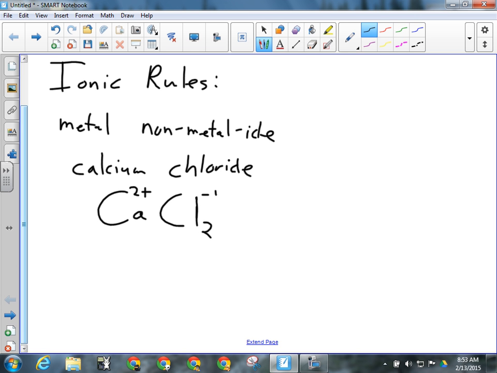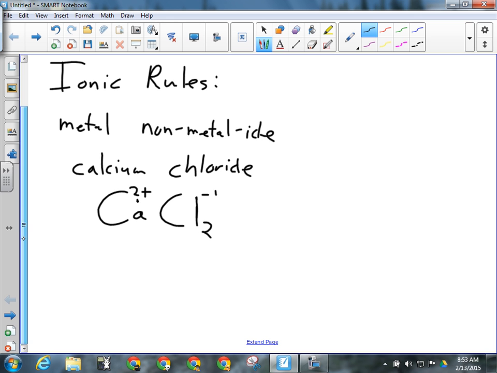The reason that we do that is to make sure that there's the same number of positive charges, 2, as there are negative charges. -1 times 2 is -2. The swap and drop just eliminates you having to do that math. So it's kind of handy that way.